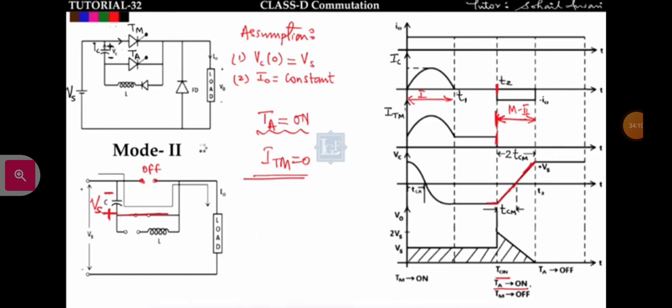In mode 2, what are we doing? We are triggering this auxiliary thyristor TA at T equal to T2. The moment I trigger this auxiliary thyristor, the voltage drop across the main thyristor will be minus Vs, meaning it will be negative. So the main thyristor will go into the reverse blocking mode and turn off. And again the supply voltage Vs charges the capacitor, so the capacitor voltage increases from minus Vs to 0 and again charges to plus Vs like this.